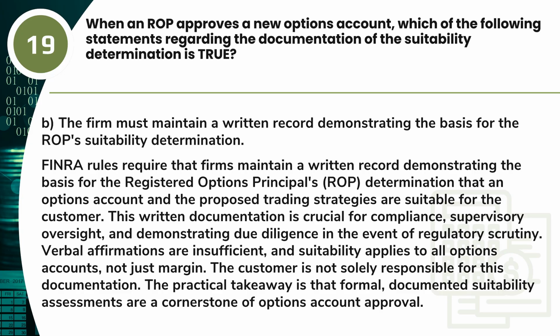Explanation. FINRA rules require that firms maintain a written record demonstrating the basis for the Registered Options Principal's (ROP) determination that an options account and the proposed trading strategies are suitable for the customer. This written documentation is crucial for compliance, supervisory oversight, and demonstrating due diligence in the event of regulatory scrutiny. Verbal affirmations are insufficient, and suitability applies to all options accounts, not just margin. The customer is not solely responsible for this documentation. The practical takeaway is that formal, documented suitability assessments are a cornerstone of options account approval.